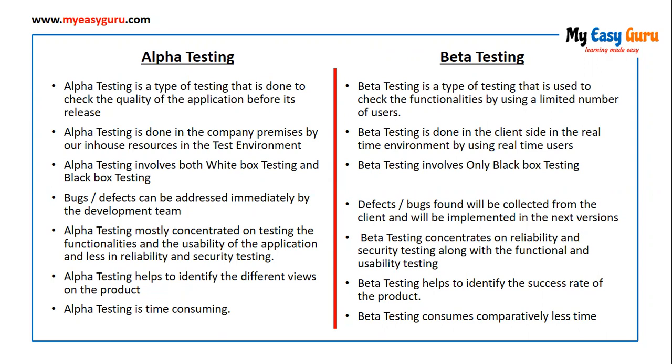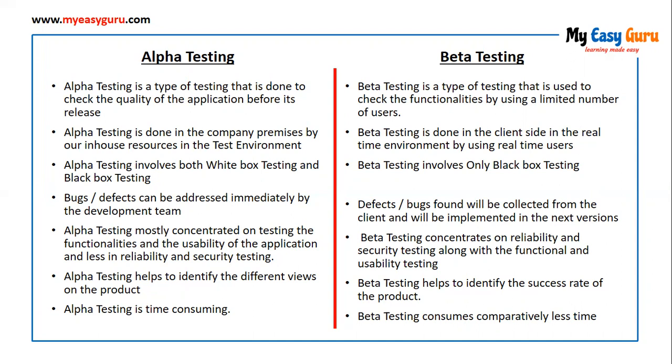limited number of users. Alpha testing is done in the company premises by our in-house resource in the test environment, while beta testing is done on the client side in the real-time environment by using real-time users. Alpha testing involves both white box testing and black box testing. Beta testing involves only black box testing.